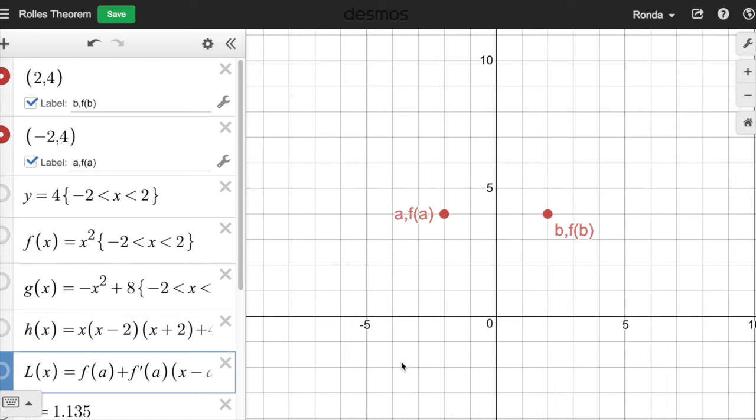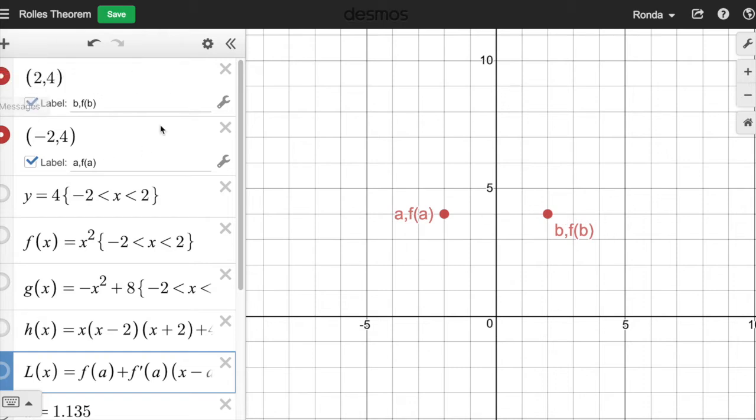Today we are going to start talking about a new theorem called Rolle's theorem. What Rolle's theorem essentially says is, if I have 2 points, A, f of A and B, f of B, and they have the same y coordinate, they're on the same horizontal line here, then that means that f of A equals f of B.